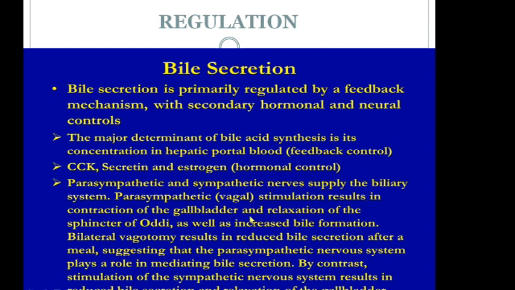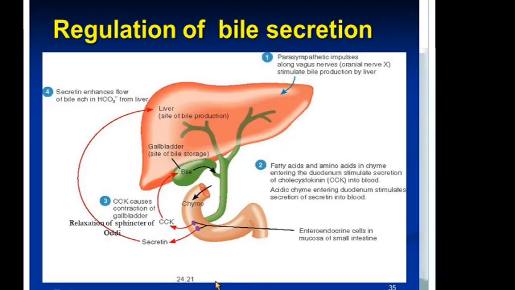Parasympathetic stimulation by the vagus nerve results in contraction of the gallbladder, relaxation of the sphincter of Oddi, as well as increased bile formation. So if there is a bilateral vagotomy, it results in reduced bile secretion after a meal. So vagal stimulation leads to an increase in bile secretion by stimulating the contraction of the gallbladder. By contrast, stimulating the sympathetic nervous system results in reduced bile secretion and relaxation of the gallbladder.